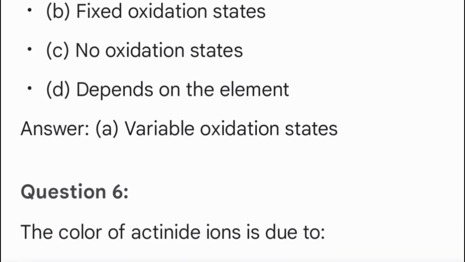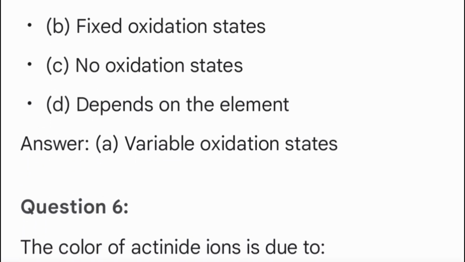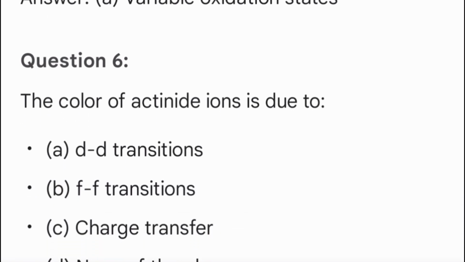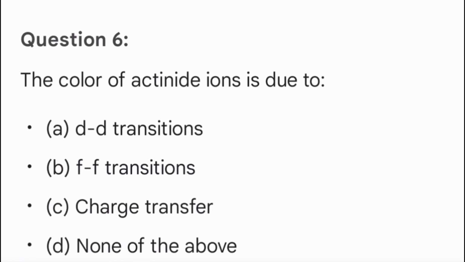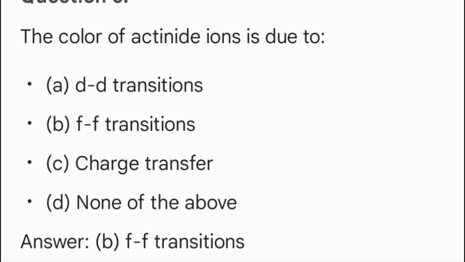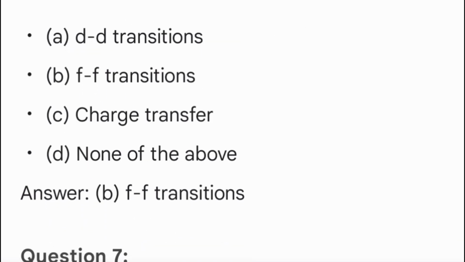Question 6. The color of actinide ions is due to A. d-d transitions, B. f-f transitions, C. Charge transfer, D. None of the above. Answer B. f-f transitions.